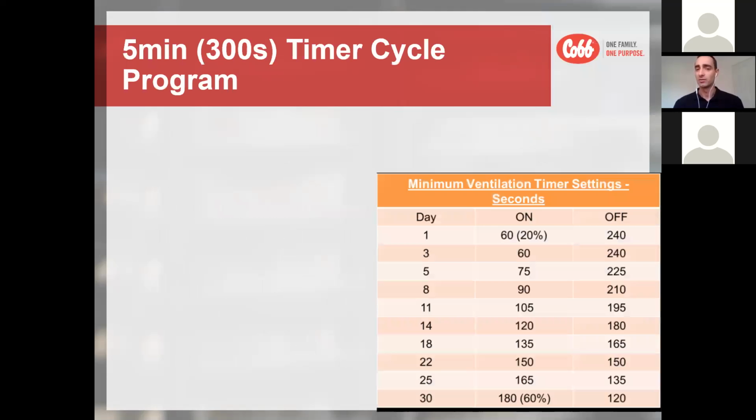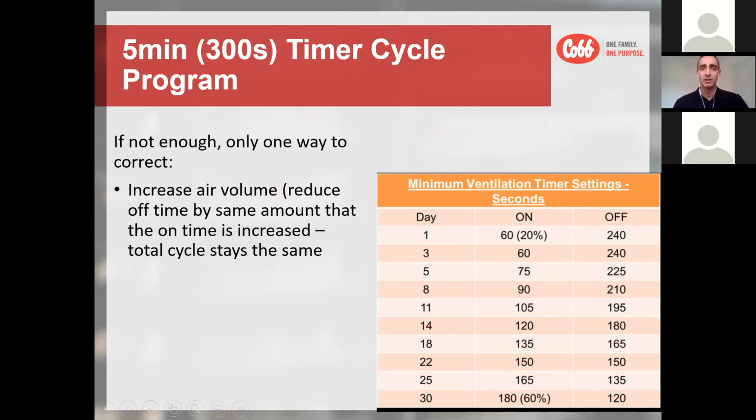So here's our recommended guideline or table on minimum ventilation timers. You can see here on time at day 1, 60 seconds, that's what we recommend as a minimum, 240 off. That's a total cycle length of 300 seconds. And that's going to get you your 5-minute cycle time, as I mentioned. And then you slowly increase that as the birds get older. And what you put on for the on time, you take off from the off time. So your cycle length remains the same.